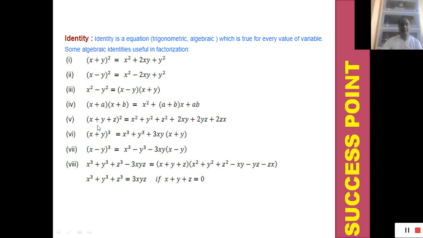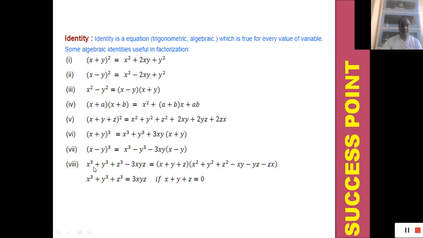Similarly, if three terms are available, the square of x plus y plus z is x square, y square, z square, 2xy, 2yz plus 2zx. Similarly, the cube of two numbers x plus y whole cube is equal to x power 3, y power 3, 3xy into x plus y. If minus is there, then put all the positive signs into negative: x cube minus y cube minus 3xy into x minus y.